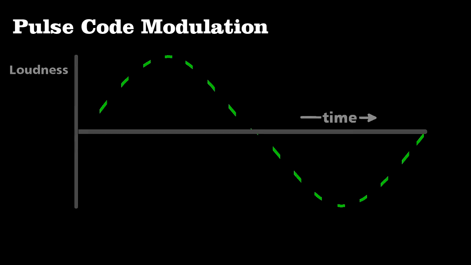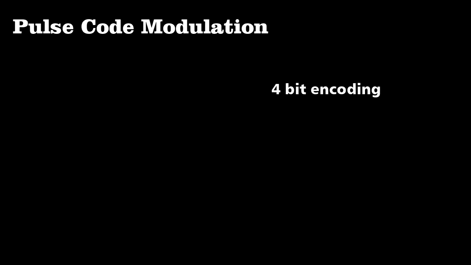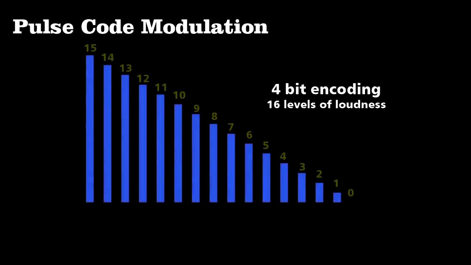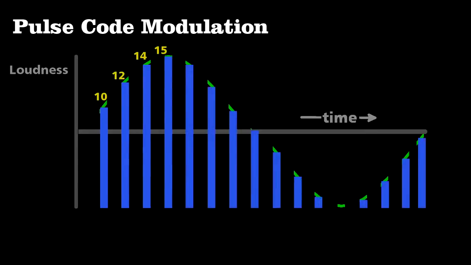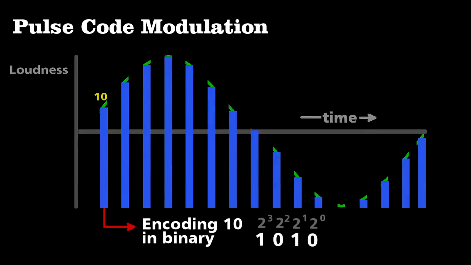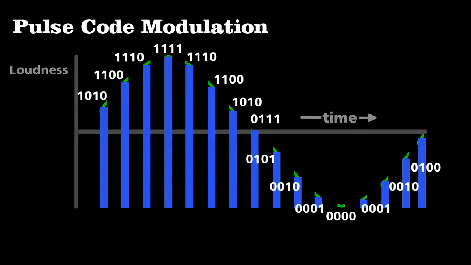We want to make this a digital signal, which means discrete values of loudness and not just any value. For example, I'll use 4 bits, which means I have 16 possible values for the loudness. So the first 4 sections of the signal could be approximated by about 10, 12, 14, and 15. We then take each section and convert its amplitude to a series of ones and zeros. The first bar of value 10, when encoded, becomes 1, 0, 1, 0. We can do this for each section of the curve.